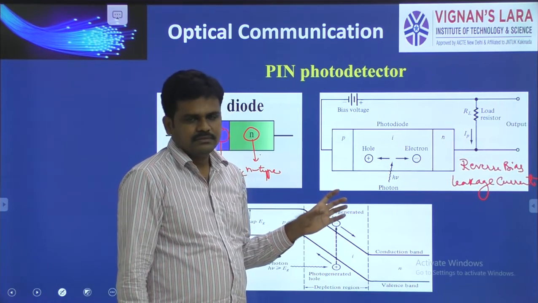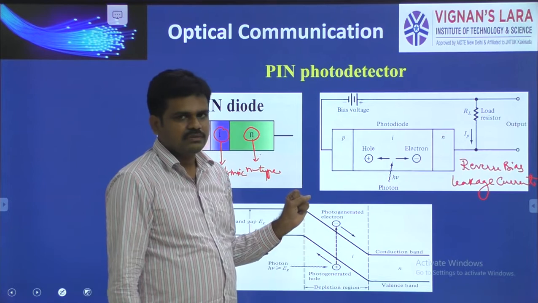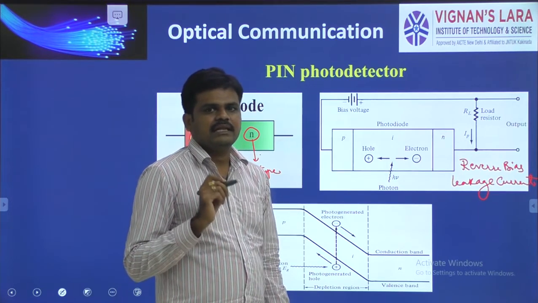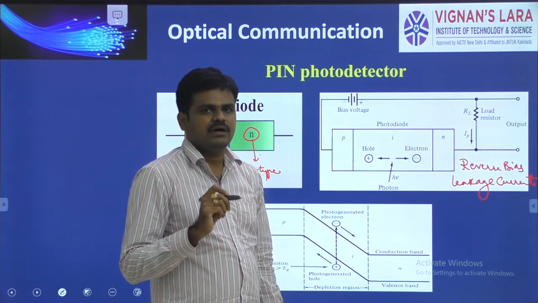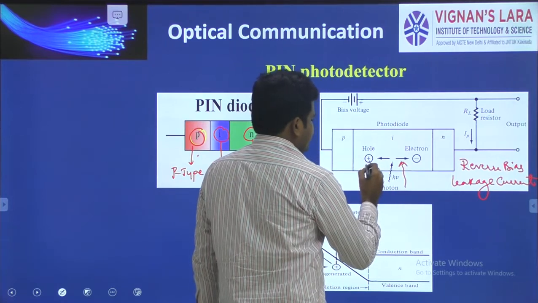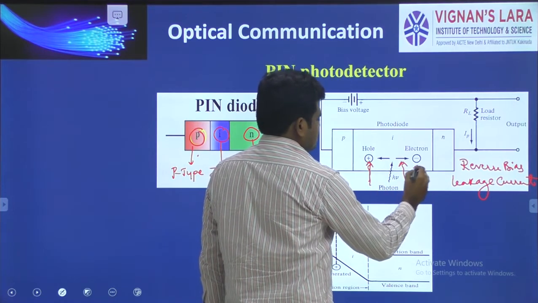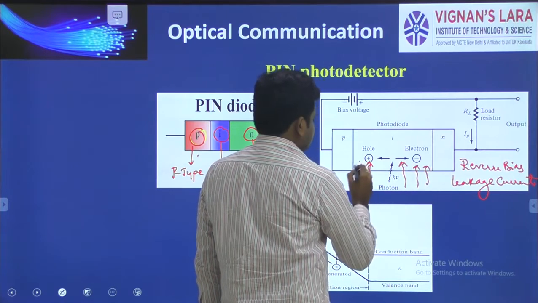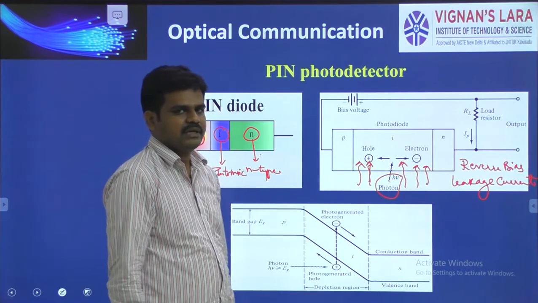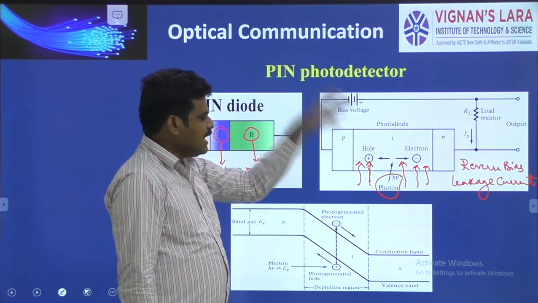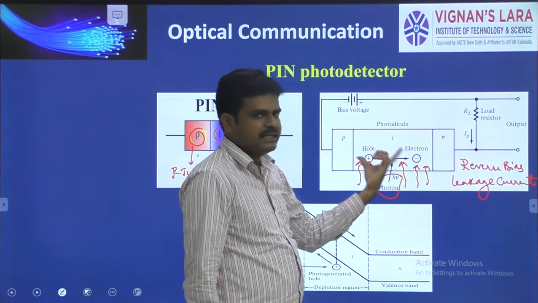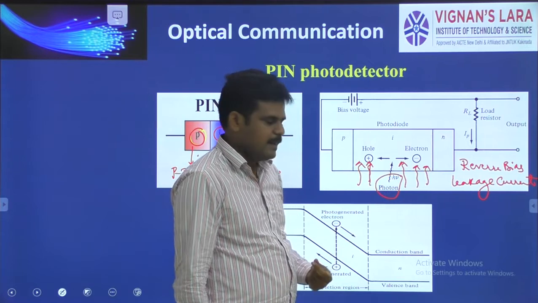In this situation, what we have to do is project light or radiation onto the intrinsic semiconductor material. So what happens when light falls on the intrinsic semiconductor material part of the pin diode?